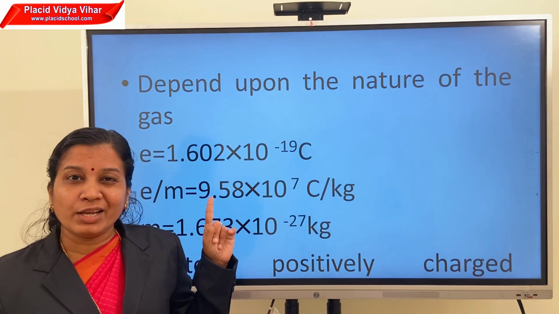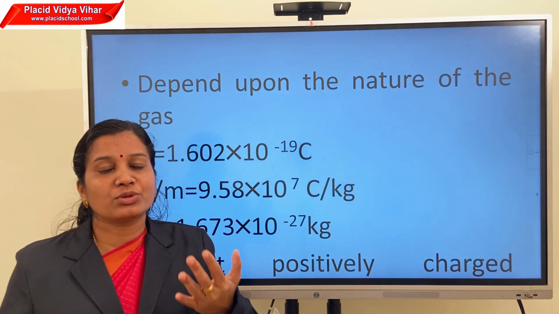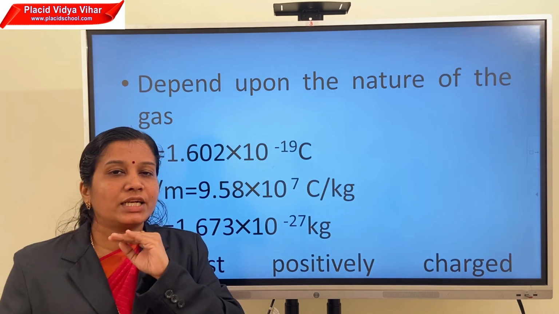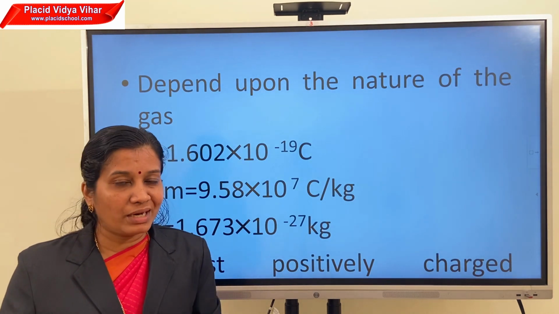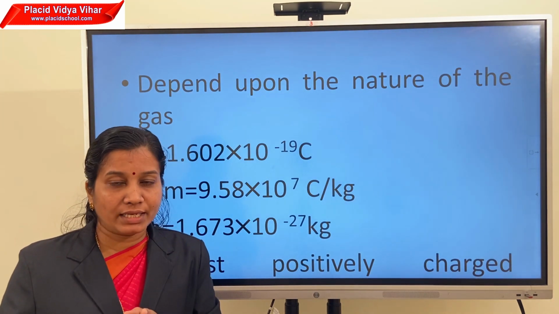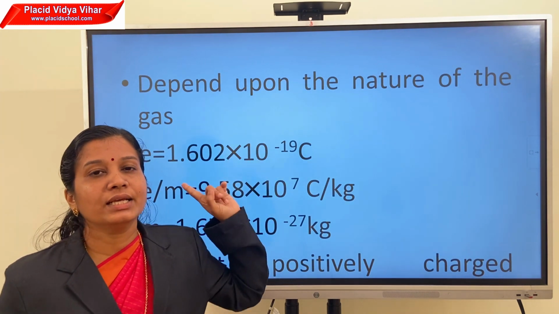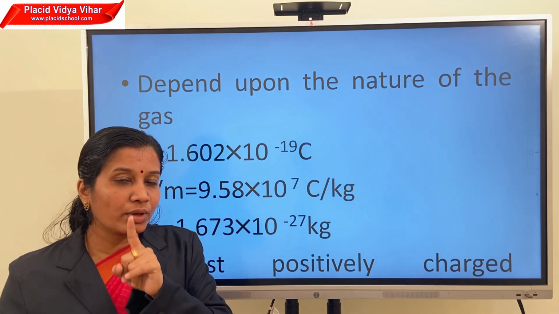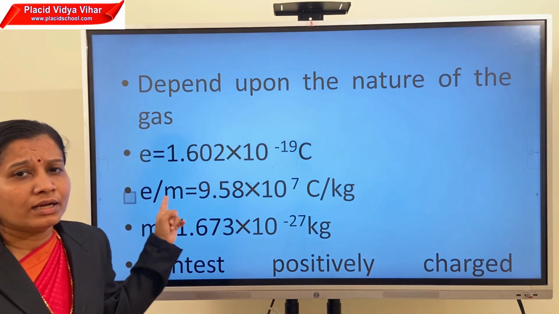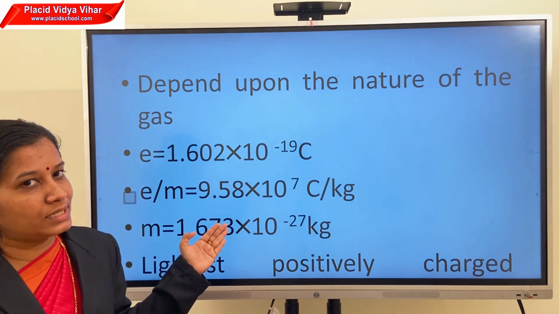But here, anode rays depend upon the nature of the gas. The values are different. The charge value, mass value, etc. are different, and it depends upon what? The nature of the gas. So that is the main point in the anode rays. We are coming to the values of these anode rays.